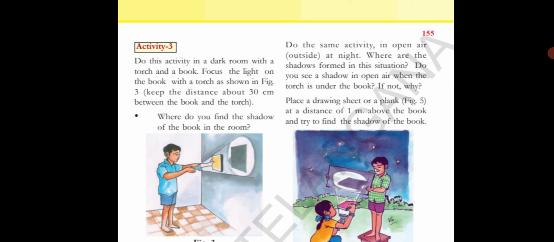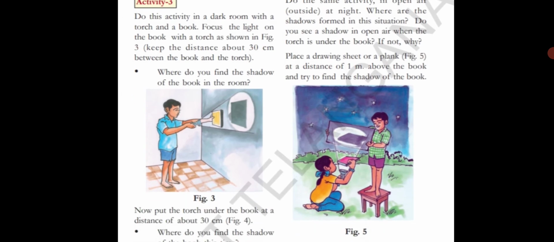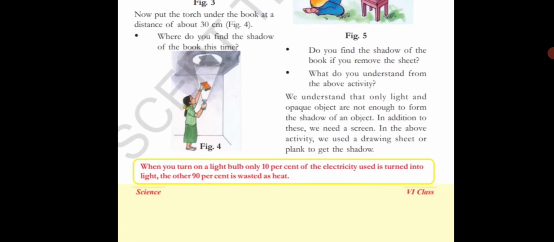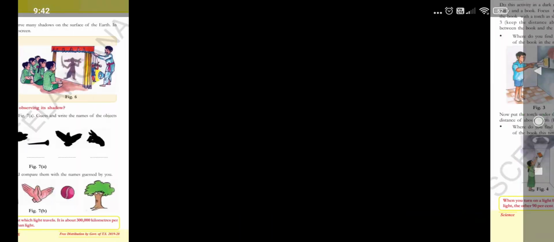Place a drawing sheet or a blank at a distance of 1 meter above the book and try to find the shadow of the book. Do you find the shadow of the book if you remove the sheet? No. What do you understand from the above activity? We understand that only light and opaque objects are not enough to form the shadow of an object. In addition to these, we need a screen. In the above activity, we used a drawing sheet to get the shadow.